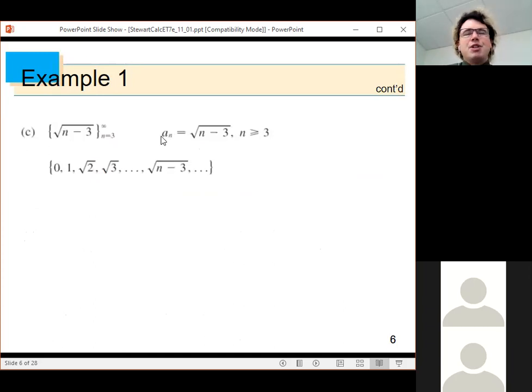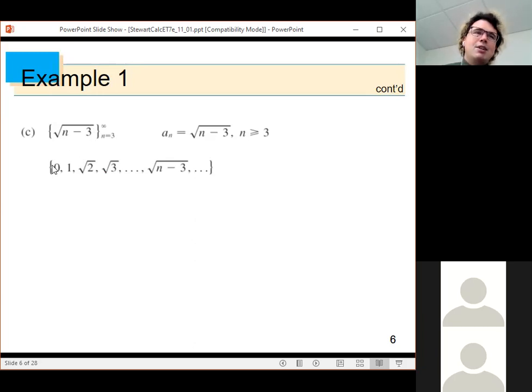Here's an example of a sequence where we cannot start at n equals 1, because the square root of 1 minus 3 is, well, the square root of negative 2. That is not a real number. But besides having to start somewhere else, I still have this infinite list of numbers.